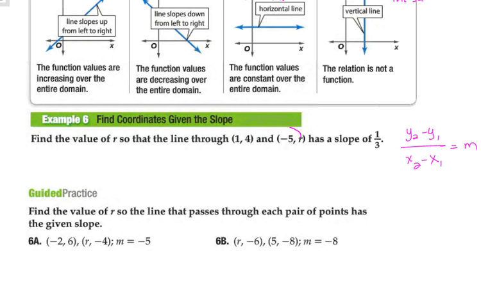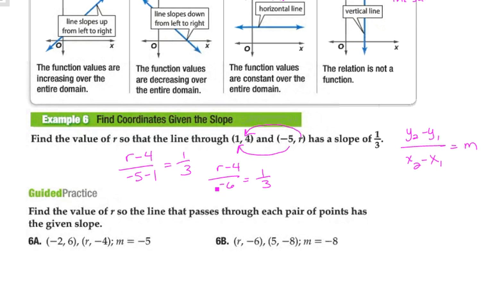Okay. I'm also going to use my arrows because I really like my arrows. Helps me a little bit more because I know that I have r minus 4 over -5 minus 1. And I know that that change should give me 1/3. Well, guess what? I pretty much just created a nice little equation that I can solve. So I'm going to go ahead and keep simplifying. Negative 5 minus 1 is negative 6. So I'm going to say that r minus 4 over negative 6 equals 1/3.